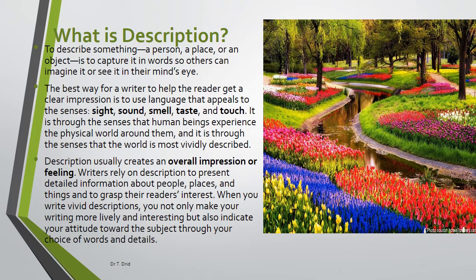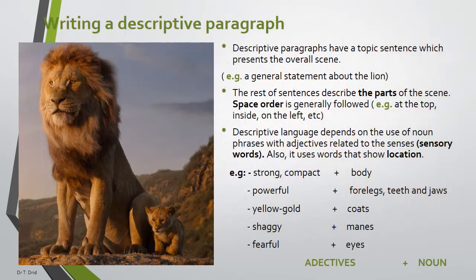Description usually creates an overall impression or feeling. We understand from this that when we describe, especially when we describe subjectively, the aim is not to describe for the sake of description, but we intend to create an overall impression or feeling. We transmit the same feelings that we have. Writers rely on description to present detailed information about people, places, and things, and to grasp their reader's interest. When you write vivid descriptions, those which are full of life, you not only make your writing more lively and interesting, but also indicate your attitude toward the subject through your choice of words and details. So, the use of appropriate words and details is very important in description.